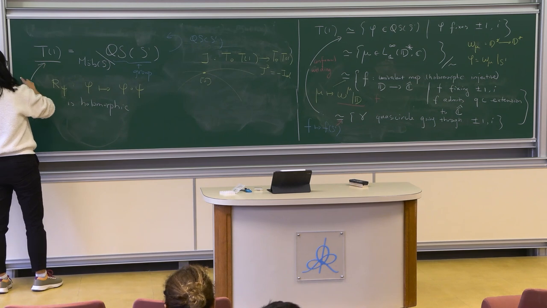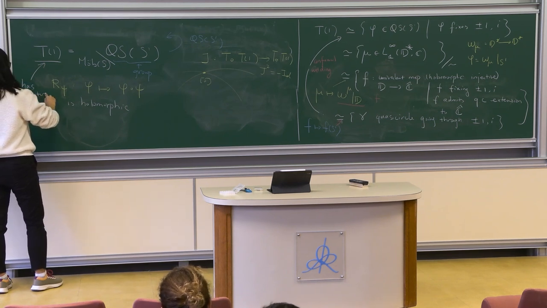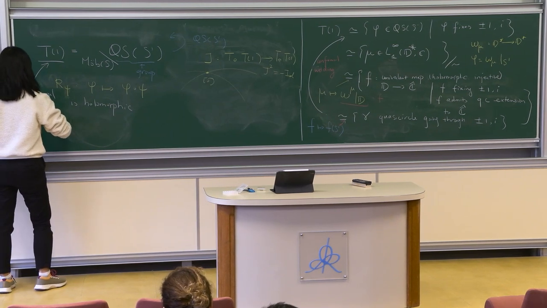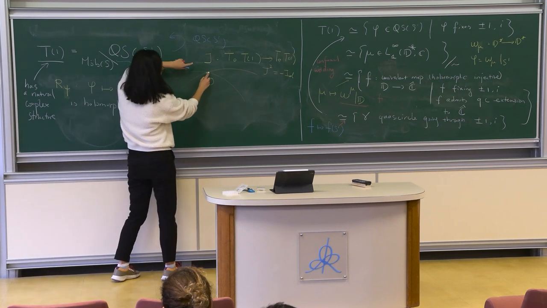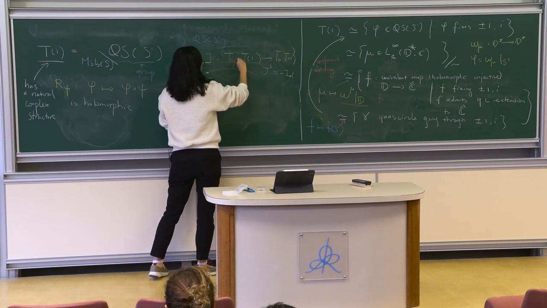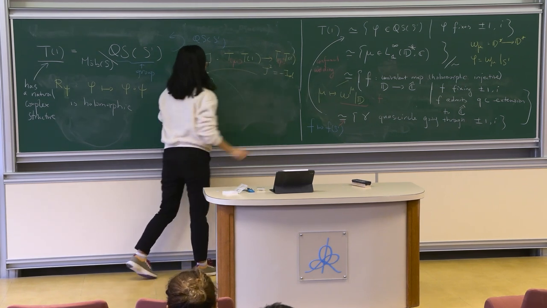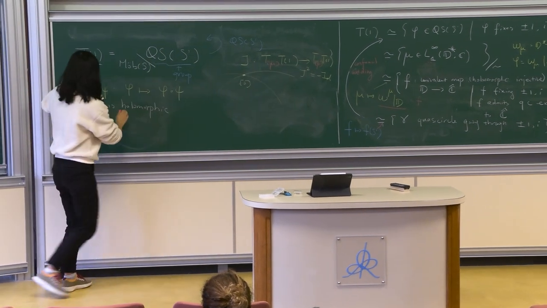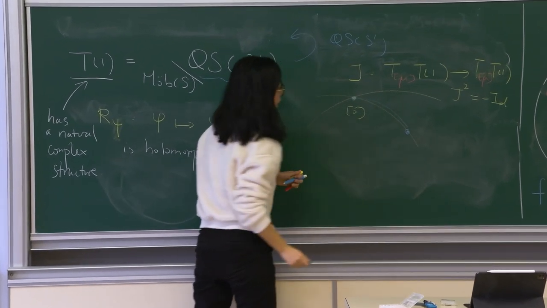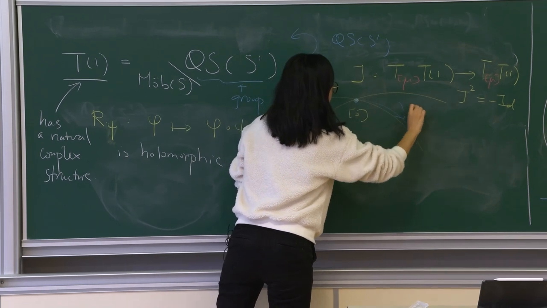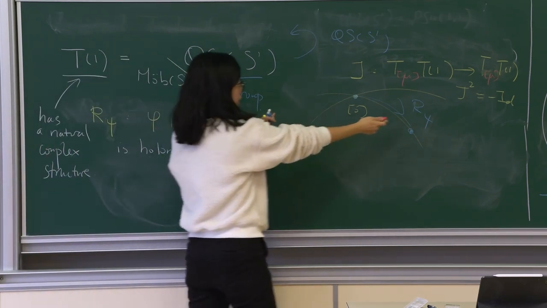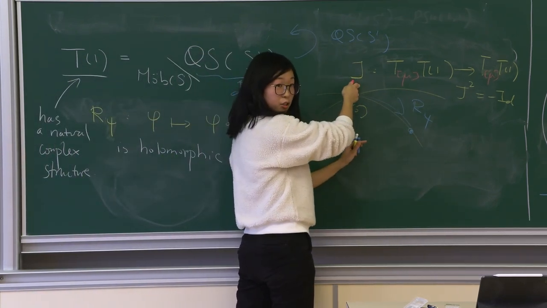So T1 has a natural complex structure, which assigns a J vector on each of the tangent spaces. It can take any point with this property. Okay, so here you have the right multiplication, which is taking a point and multiplying by another point to get another point. This is R psi. And being holomorphic just says that the right multiplication commutes with the operator J.